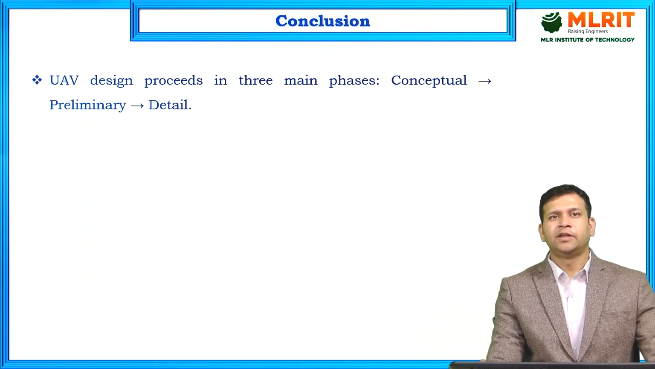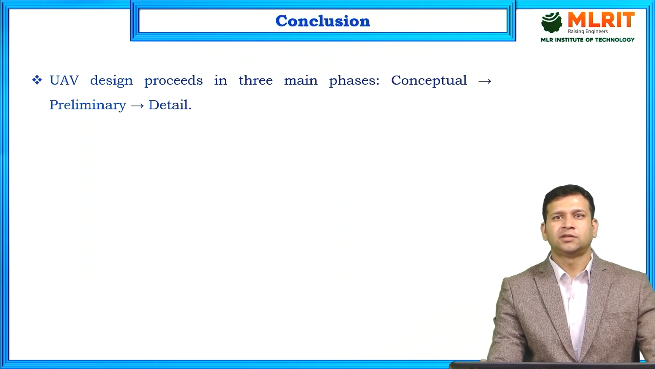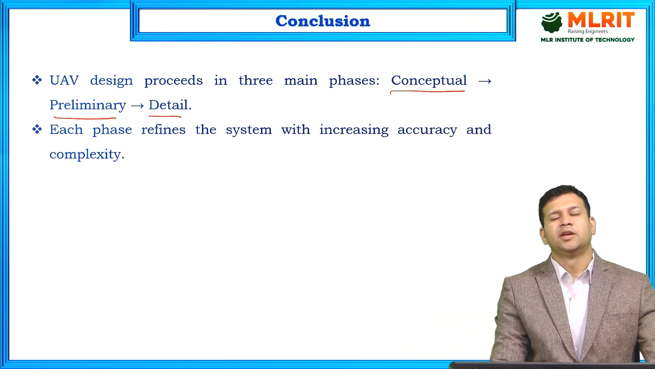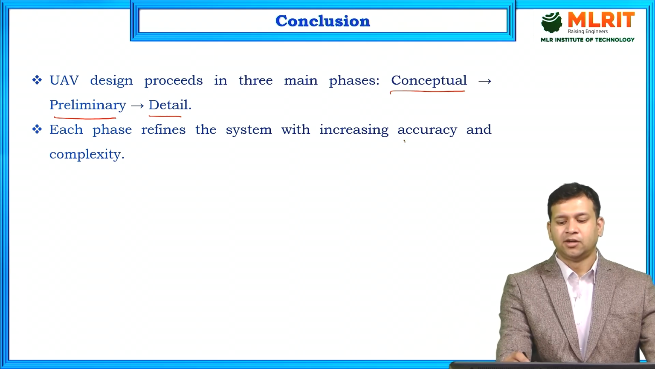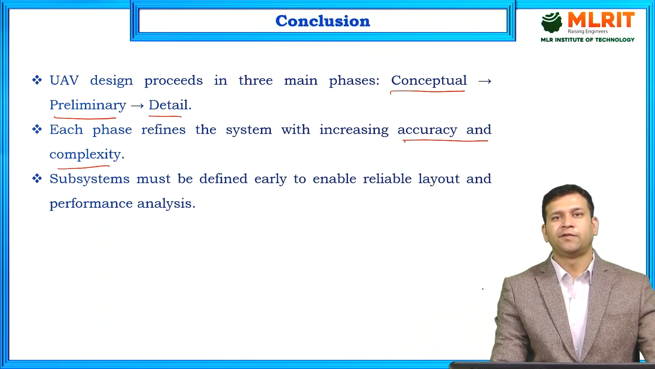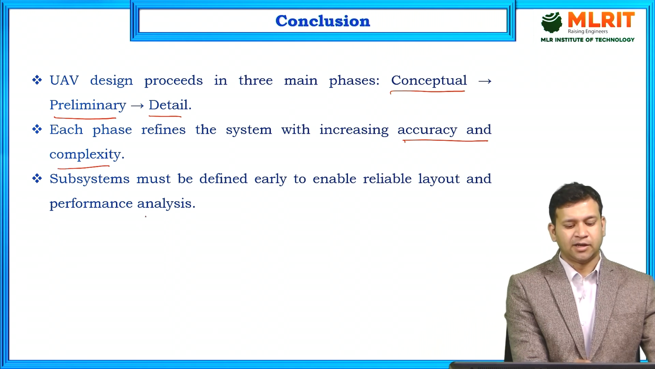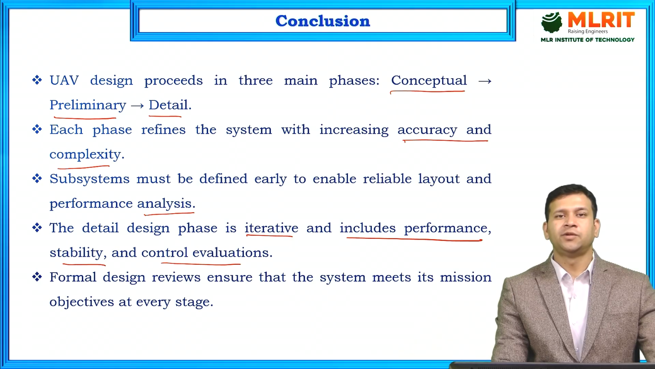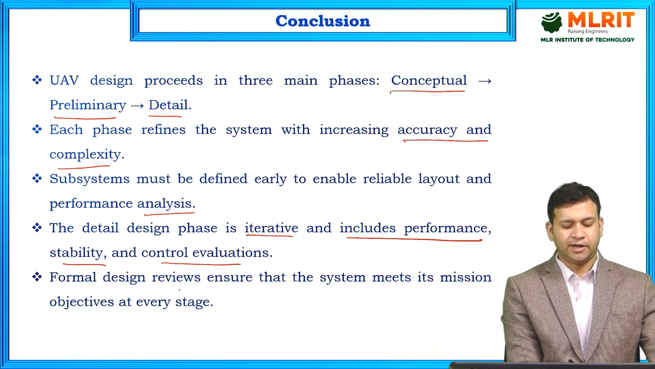Conclusion: UAV design proceeds in three main phases, that is conceptual, preliminary and detailed design. Each phase refines the system with increasing accuracy and complexity. Subsystems must be defined early to enable reliable layout and performance analysis. The detailed design phase is iterative and includes performance, stability, and control evaluations. Formal design reviews ensure that the system meets its mission objectives at every stage.